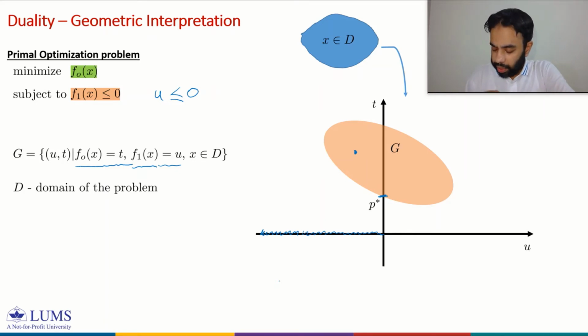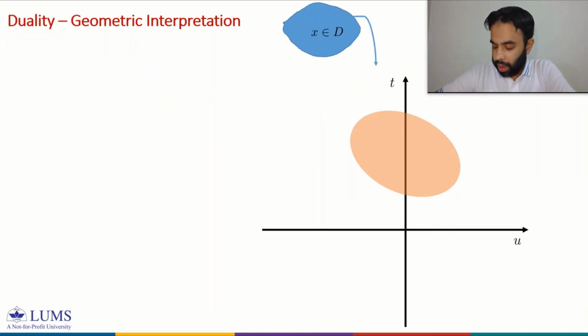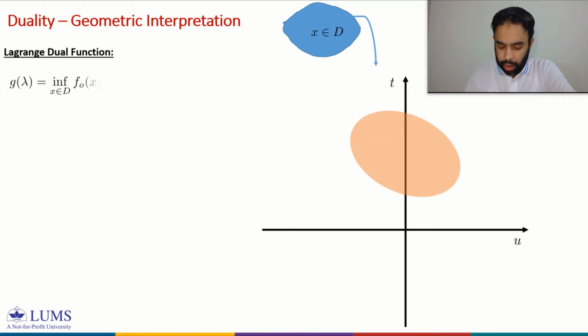Okay, let's relate this to the Lagrange dual function. So let's define the Lagrange dual function. By definition, we take the infimum of the Lagrangian over the domain of the problem, right? So here f naught of x plus lambda f1 of x is the Lagrangian, and we note that lambda here is a scalar, so lambda belongs to R, since we only have one inequality constraint function.